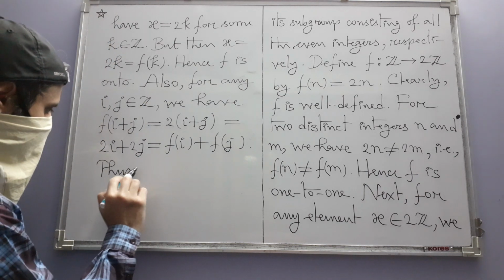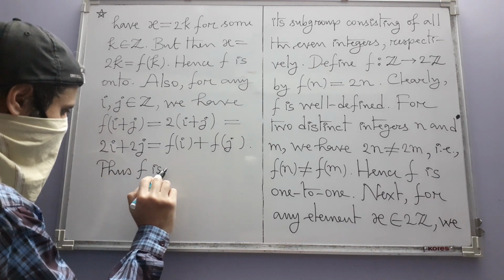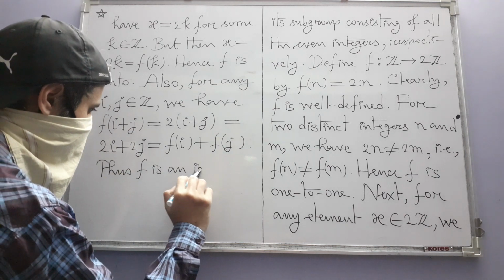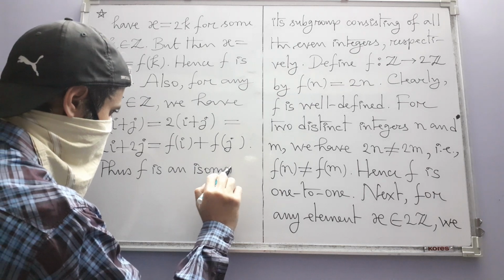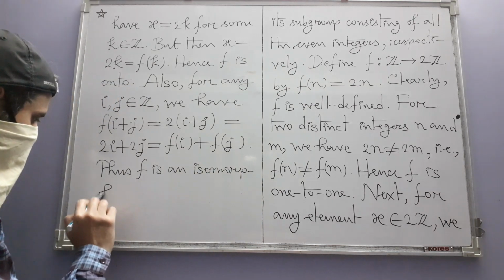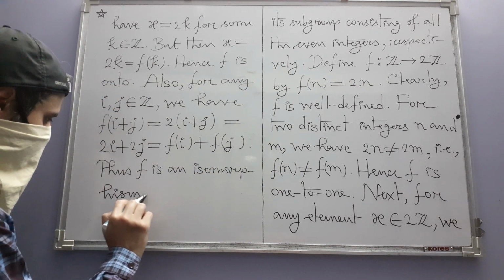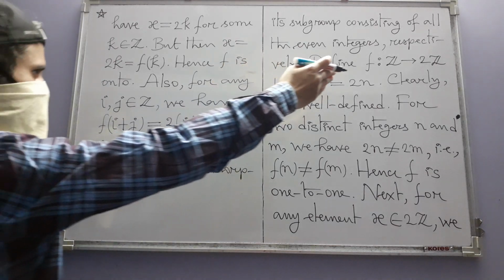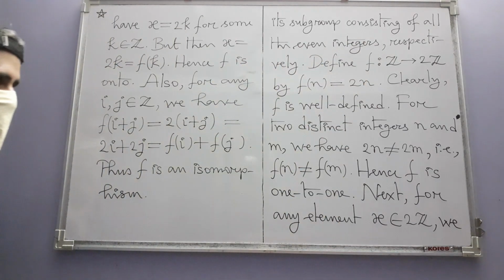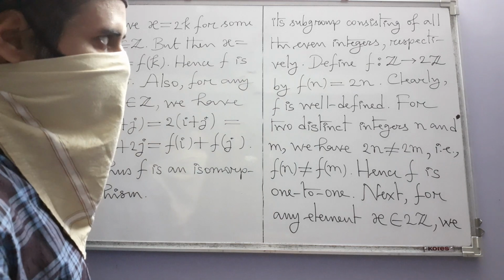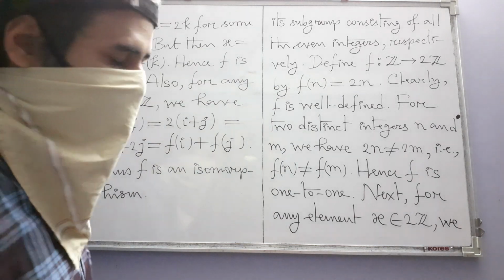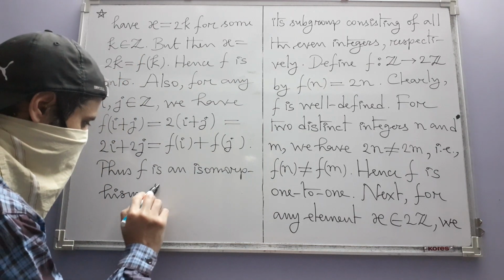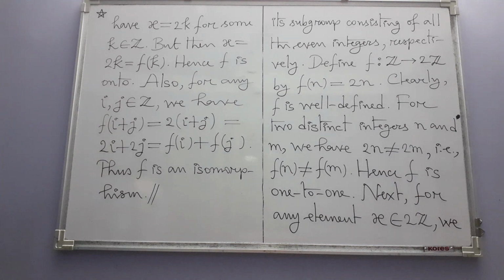Thus f is an isomorphism of Z onto 2Z, and that is why those two groups are isomorphic to each other. So that's the solution.